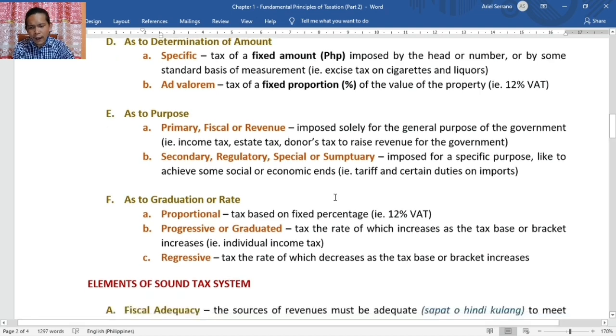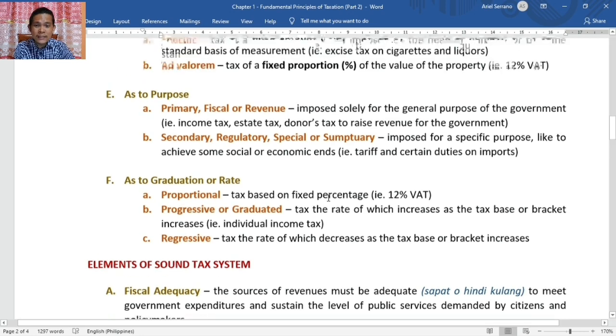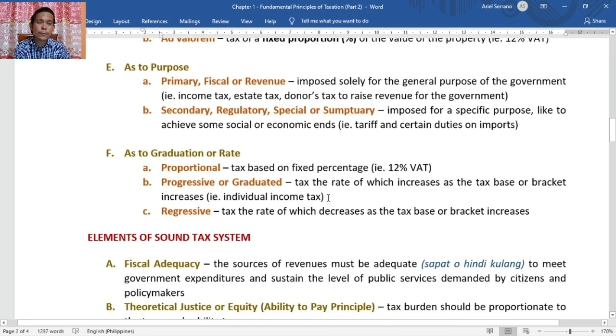Now, panghuling category, as to graduation or in terms of the rate, meron tayong proportional, meron tayong progressive or graduated, at meron tayong regressive. Pag sinabi nating proportional, yung tax based on a fixed percentage. Kagaya ng example natin sa ad valorem, fixed proportion. So, example ulit natin is the value-added tax. Naka-proportion, kaya siya tinawag na proportional.